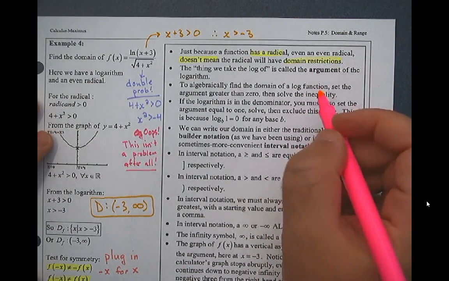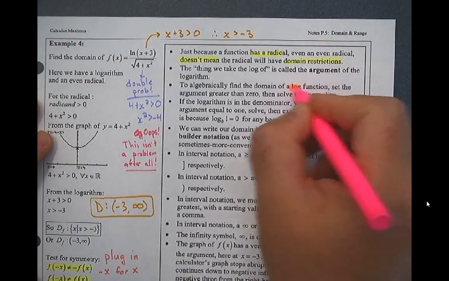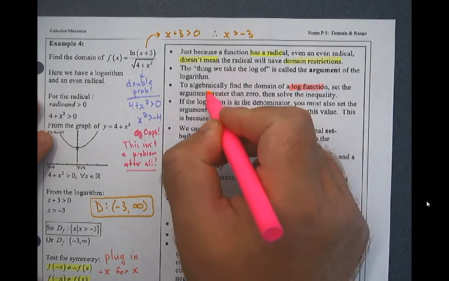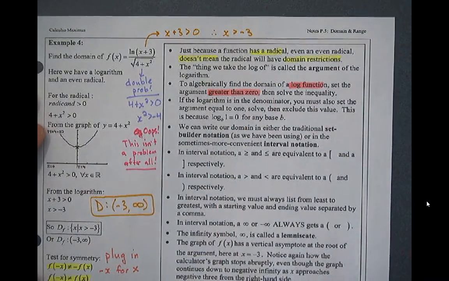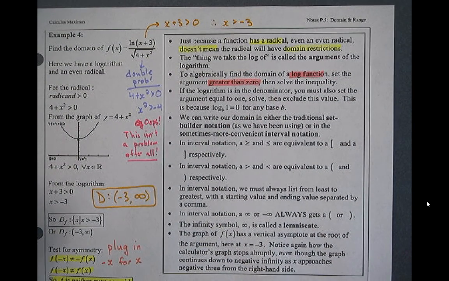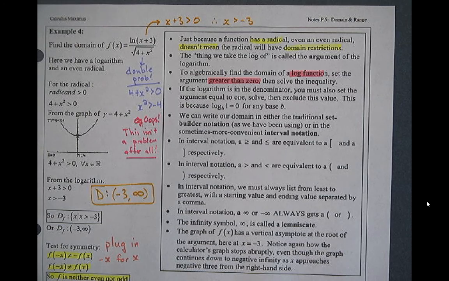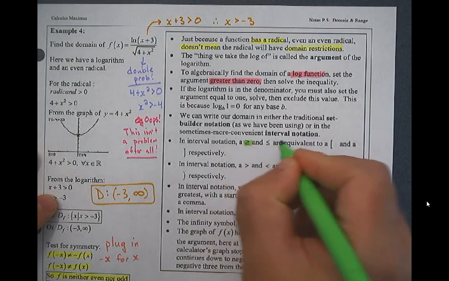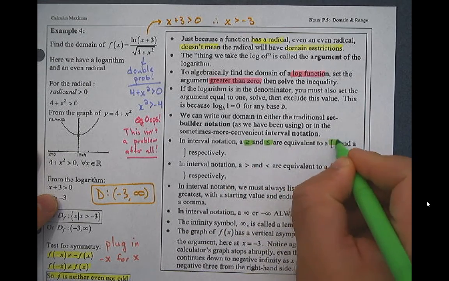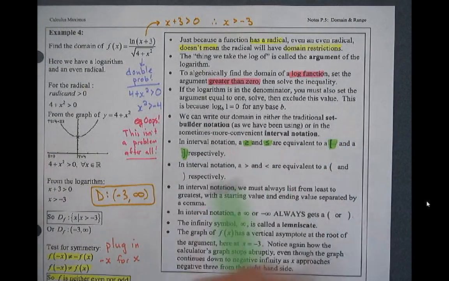We also can only take the log. The log functions must be greater than 0. So when we set up our inequalities, what can and can't be, we got to set that greater than 0, sorry. And then just a quick review of our interval notation. Less thans and greater thans are included, so we would use the bracket.